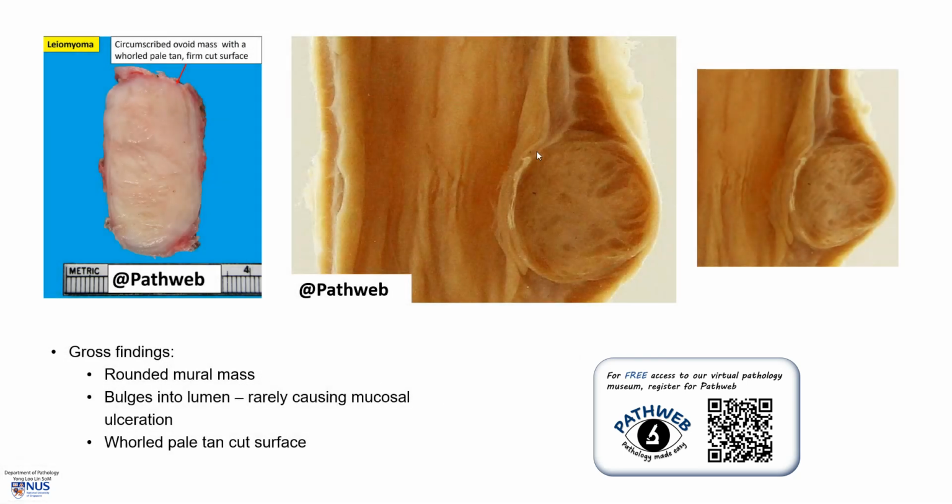So there is usually a very well circumscribed rounded mural mass, and this mass is in the wall of the esophagus rather than arising in the mucosa, so it tends to lift up the mucosa or bulge into the lumen, and sometimes it can give rise to a degree of ulceration in the mucosa. The cut surface has a characteristic whorled appearance, very similar to that seen in uterine leiomyomata. So here we can see this whitish cut surface with a vague whorled appearance.